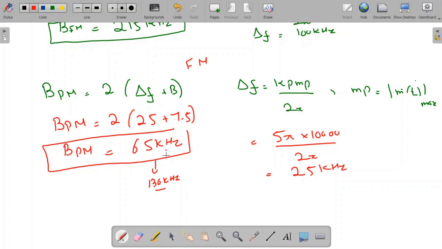This verifies the observation that the PM spectrum is strongly dependent on the spectrum of the message signal. So the phase modulated spectrum is dependent on the spectrum of the message signal m of t, whereas the frequency modulated wave is almost independent of the spectrum of the message signal, or very little dependent on it.